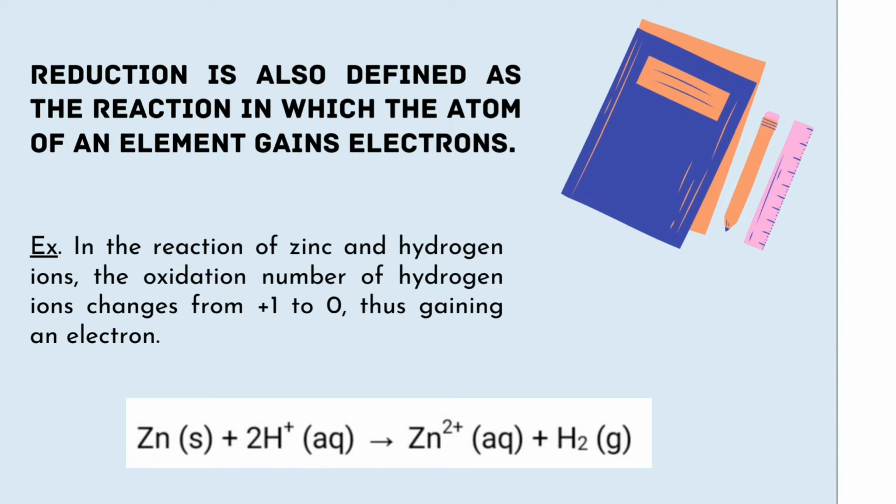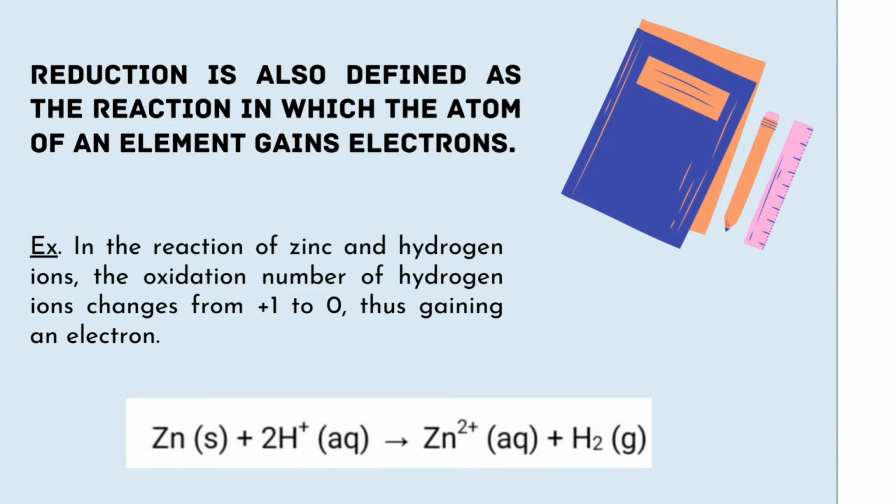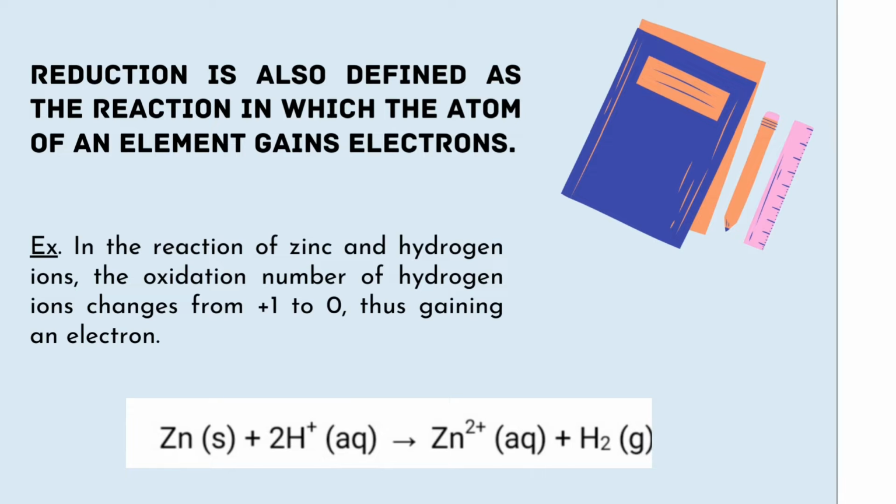And again, exactly opposite to oxidation, reduction is also defined as a reaction in which the reactant gains one or more electrons. For example, when zinc reacts with hydrogen ions, the two hydrogen ions gain one electron each, thus undergoing reduction to give hydrogen gas, while zinc turns into Zn2+ ions.